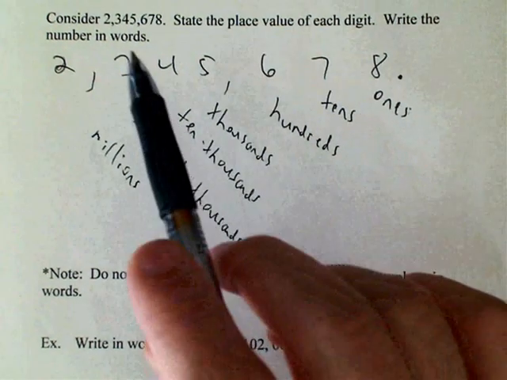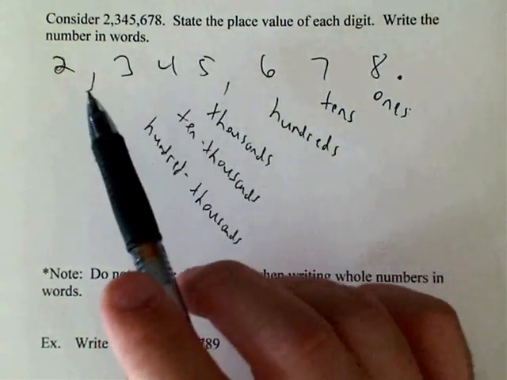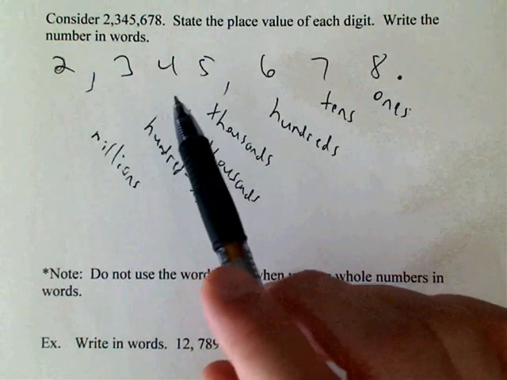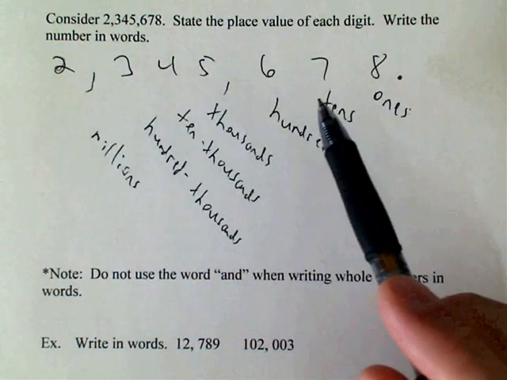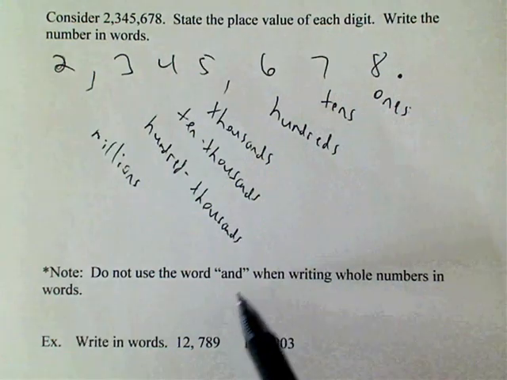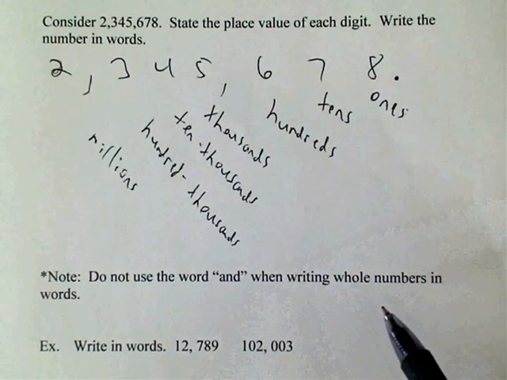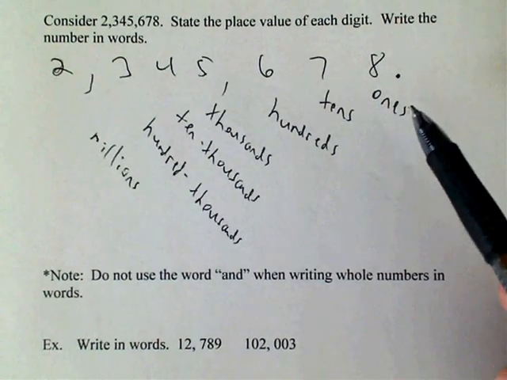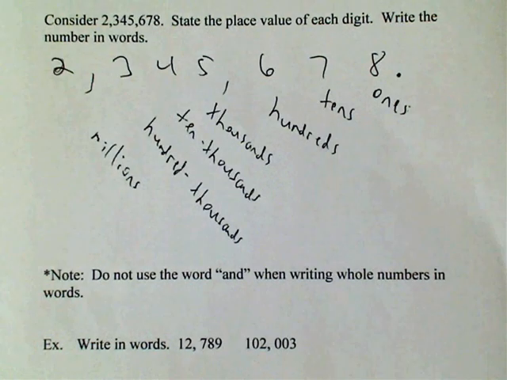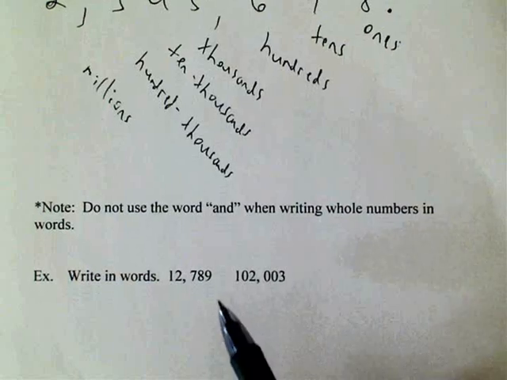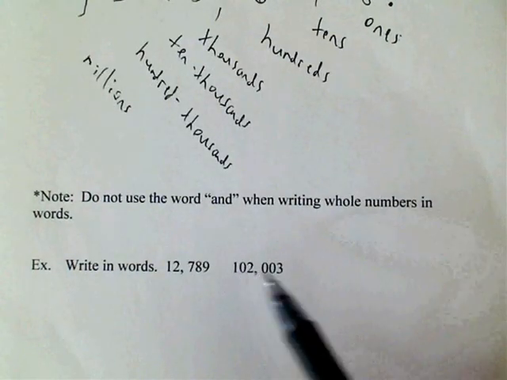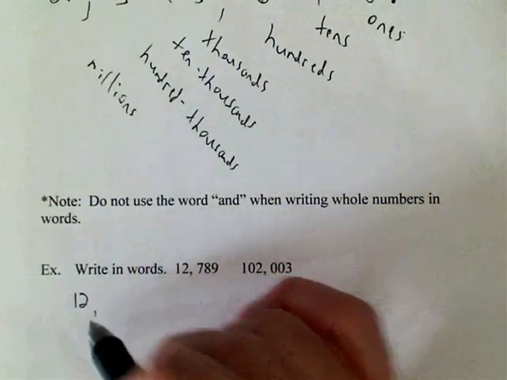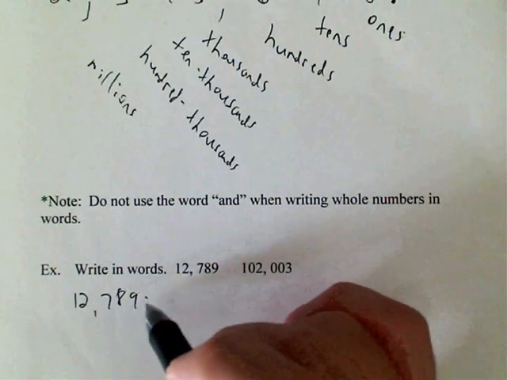Now, if you were to write this number in words, you would write it out as 2,345,678. You do not use the word "and" when you're writing whole numbers in words. The "and" is used for decimals, and that's much later on in this class. So let's try a couple of other ones that are smaller numbers in words. They're pretty much written the way you would say them.